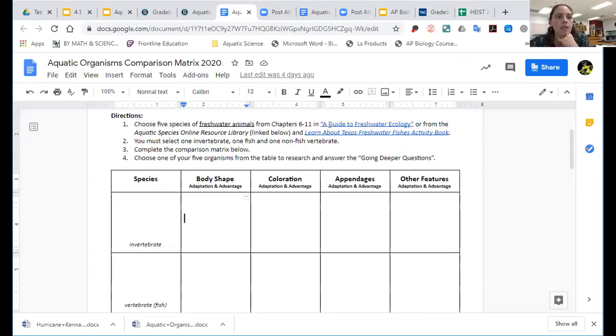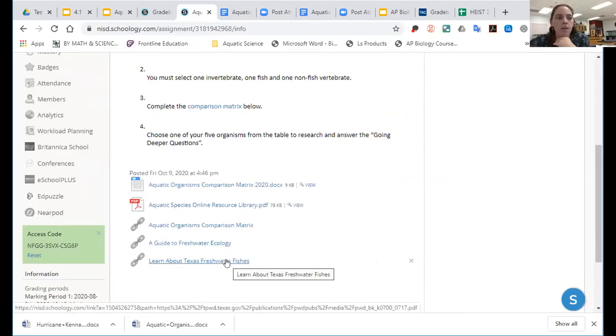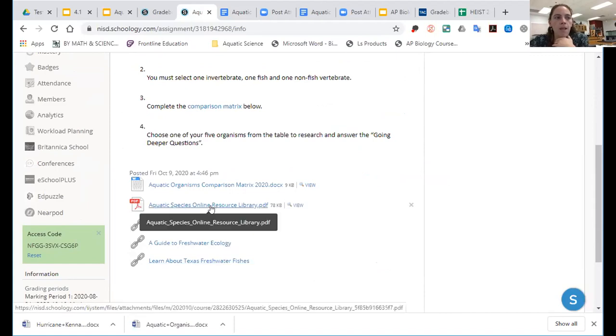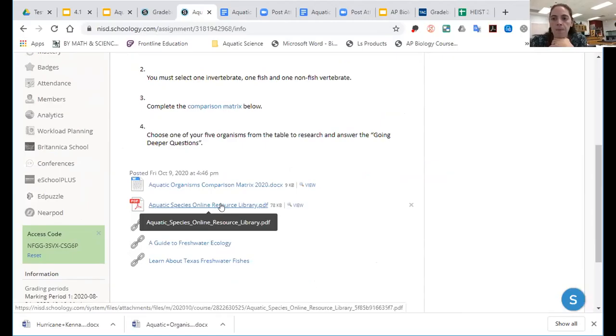To complete this, there's a couple things linked. There is a guide to freshwater ecology book you can use, a learn about freshwater fish that you can use, and then this aquatic species online resource library, which will take you to links for different animals. So all of these are resources that you can use to complete today's assignment.